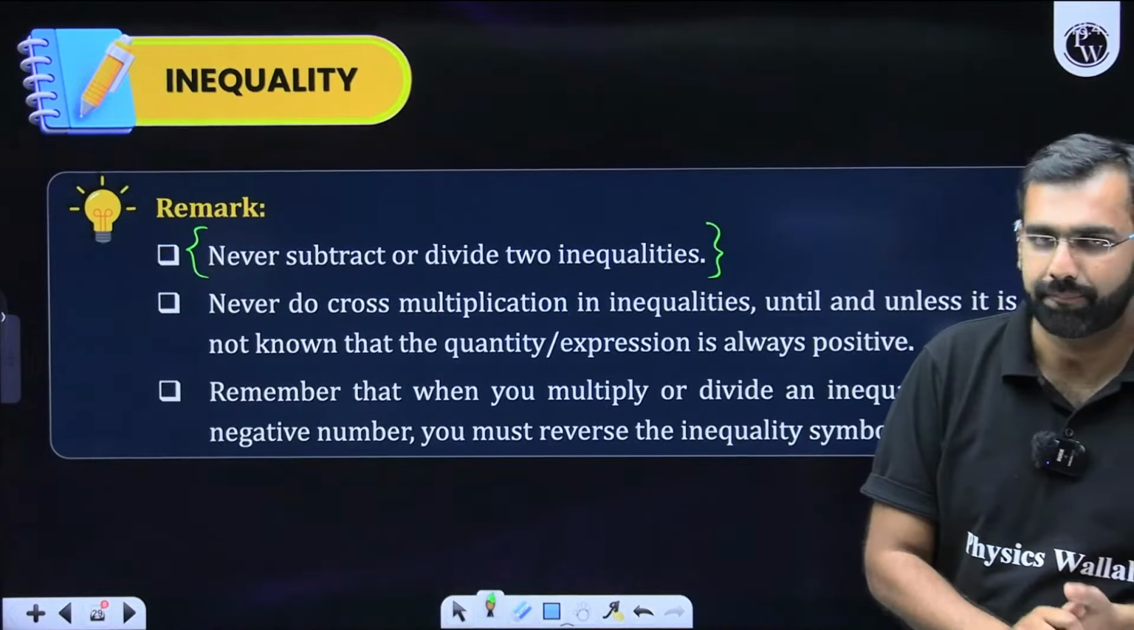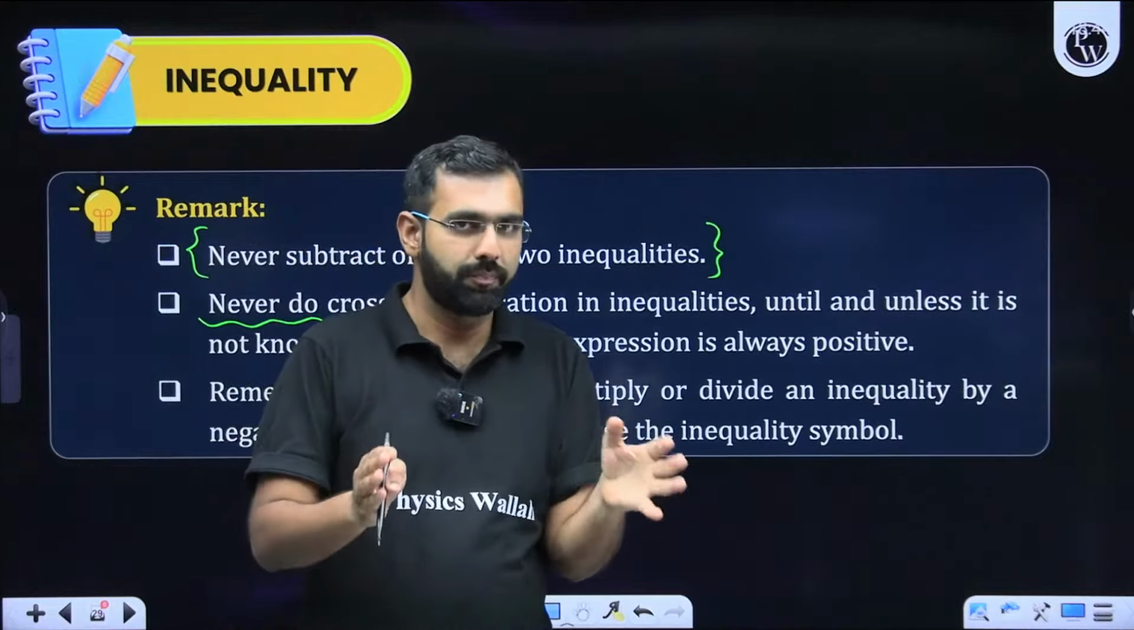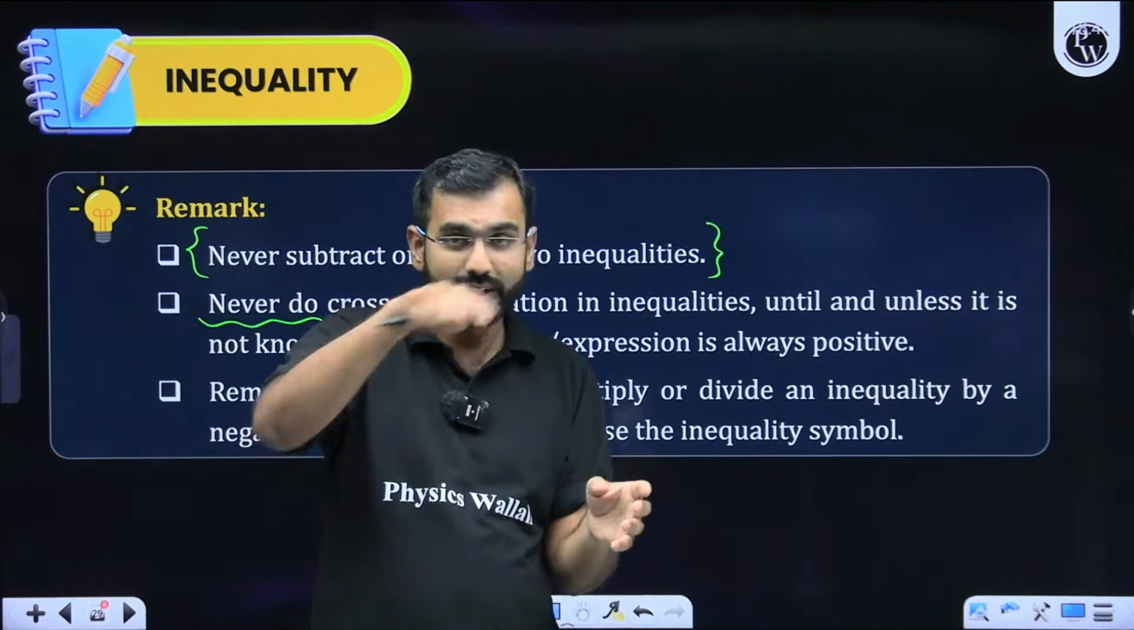Cross multiplication, please don't do that. So never do cross multiplication in inequalities, unless you know the nature of the variable by which you are doing the cross multiplication. If you know the number is positive and you are doing the cross multiplication, then the sign wouldn't change. And if you know that the number is negative and you are doing the cross multiplication, then the sign would change. So you simply need to take care of the number. Don't do the cross multiplication.